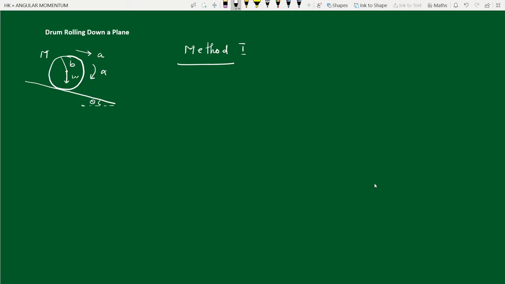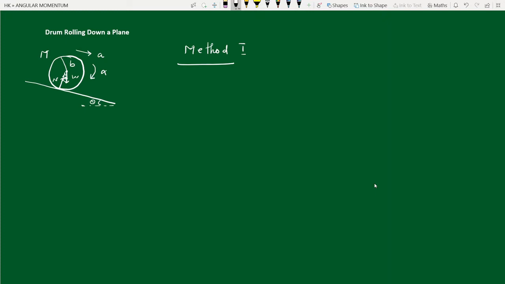And the normal reaction of this plane will be acting normal to the plane. This is N, and the angle between the normal to the plane and vertically downward will be theta, the same as the angle of inclination.